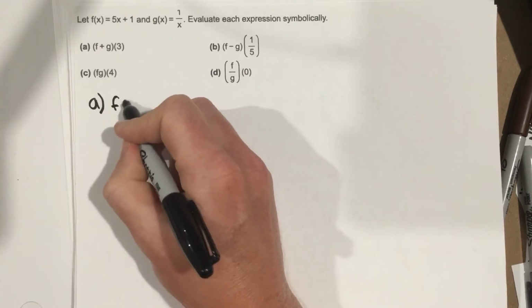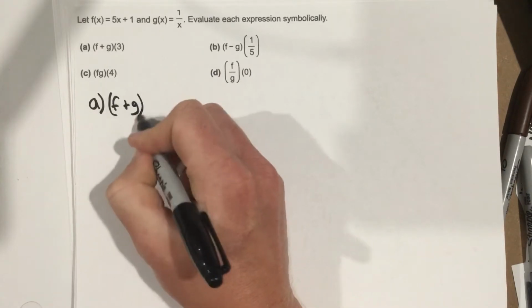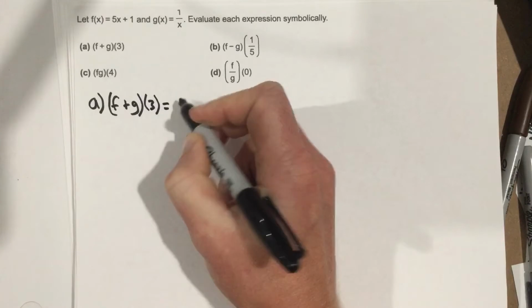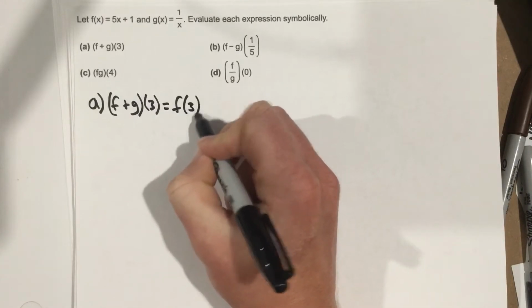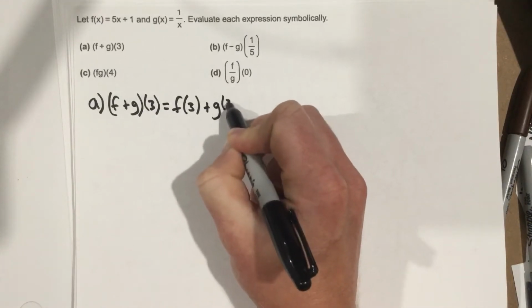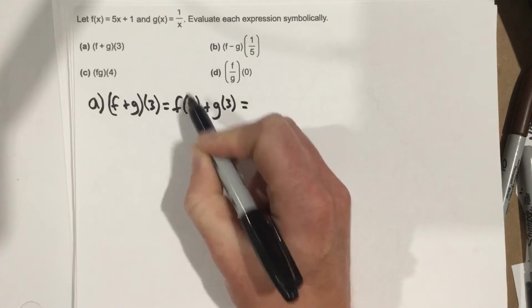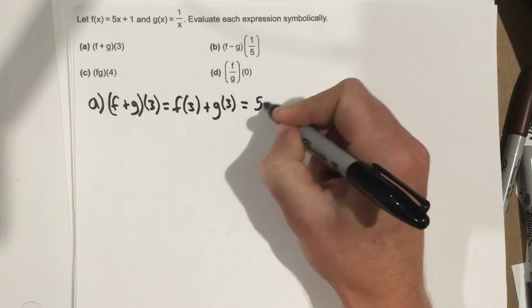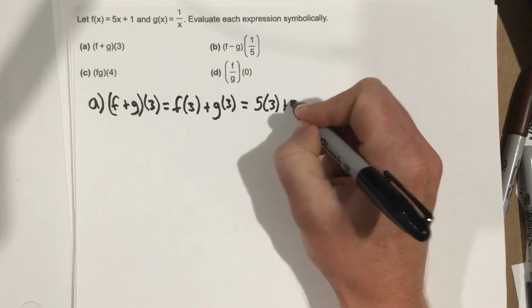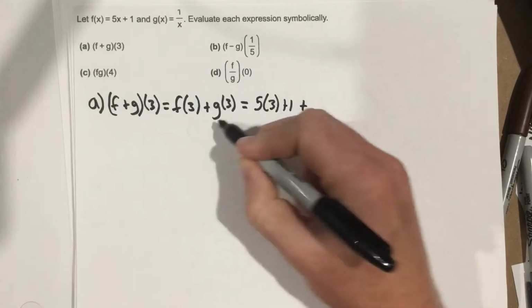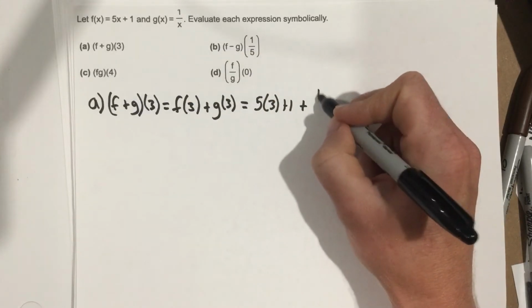So I'm going to say f plus g of 3 equals f of 3 plus g of 3, which equals, when I plug 3 in, I get 5 times 3 plus 1 plus g of 3, which is 1 over 3.